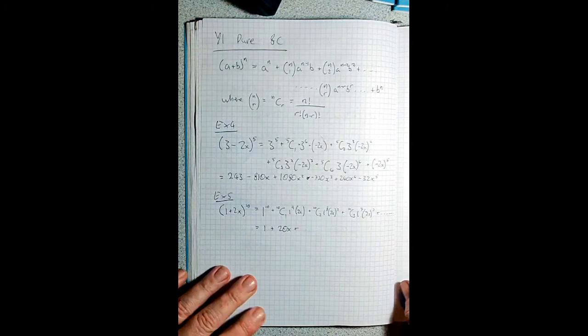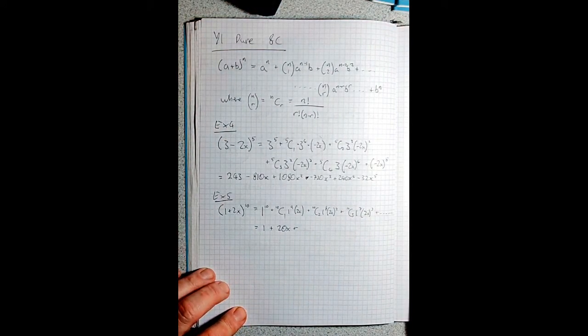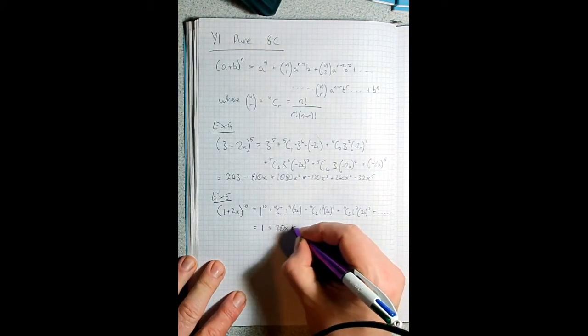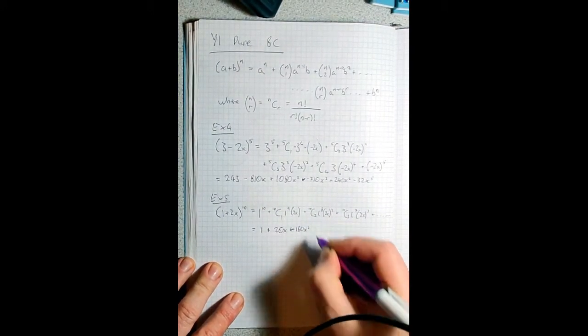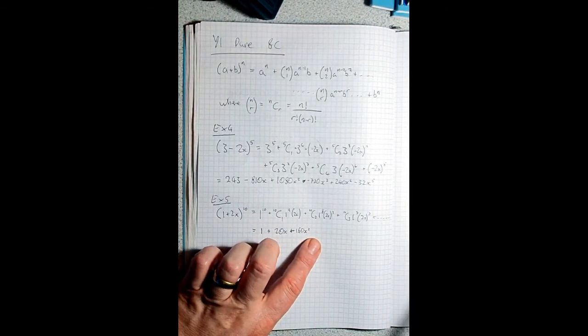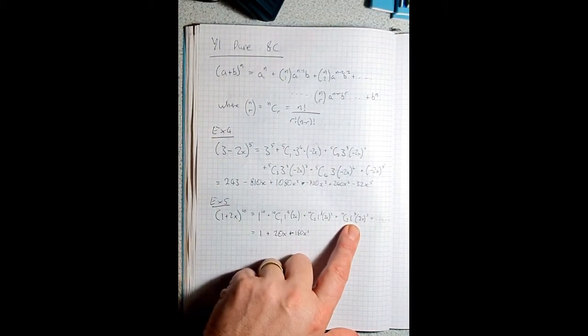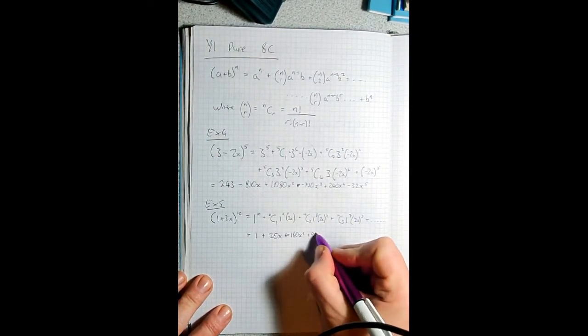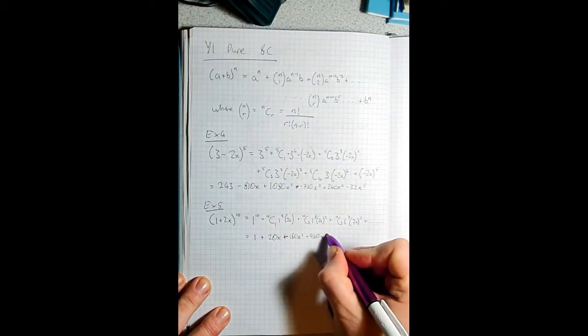I'm just going to do it with my calculator, in fact. 10C2. And of course I'm going to multiply that by 4. So 180x squared. 10C3 times 2 cubed, 960x cubed.